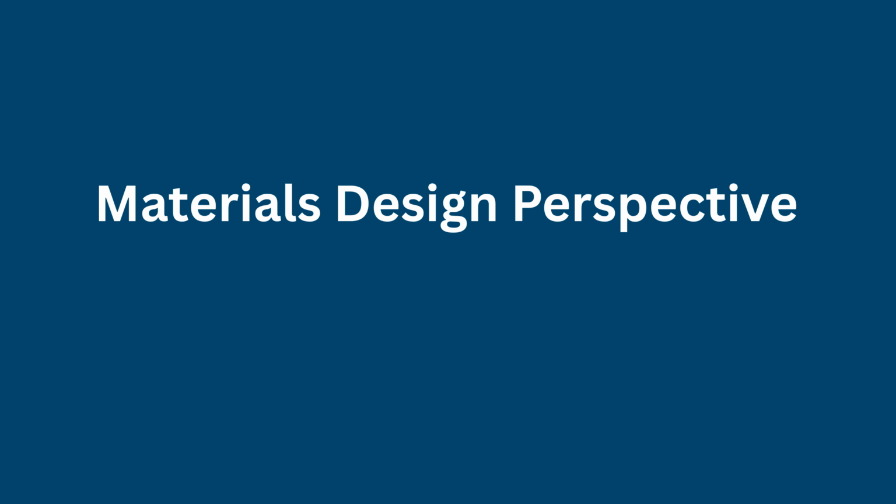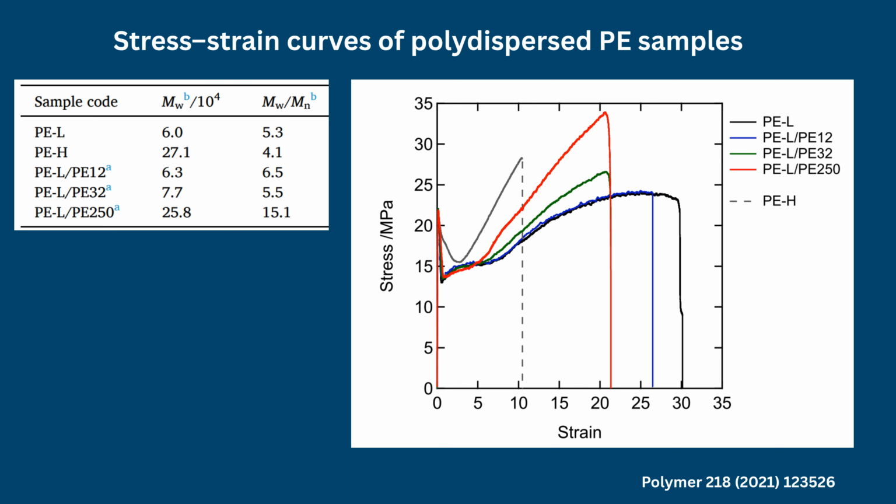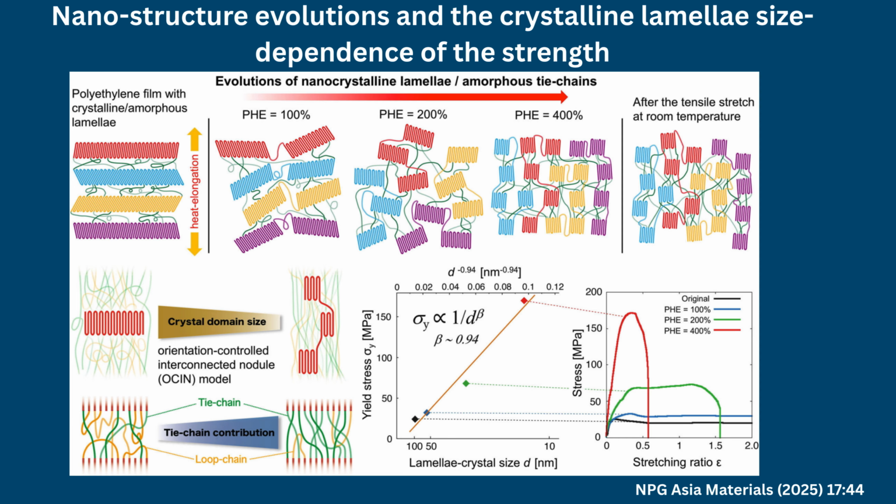Materials design perspective. The mechanical performance of semicrystalline polymers can be tailored through several complementary approaches: increasing molecular weight or introducing a high molecular weight fraction, optimizing molecular weight distribution, controlling branching and comonomer content, adjusting crystallization temperature and cooling rate, controlling lamellar thickness and interlamellar spacing, introducing amorphous segments that improve molecular connectivity, and minimizing molecular weight degradation during mechanical recycling.